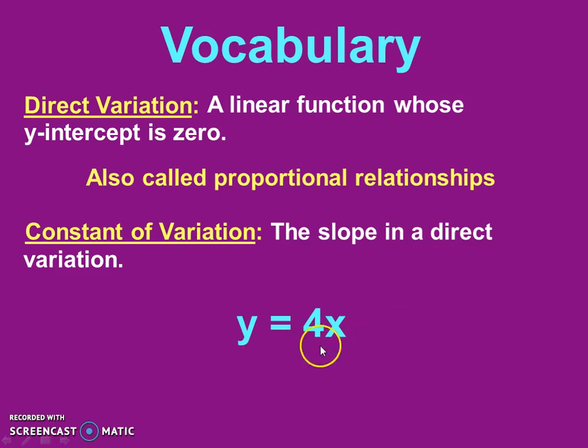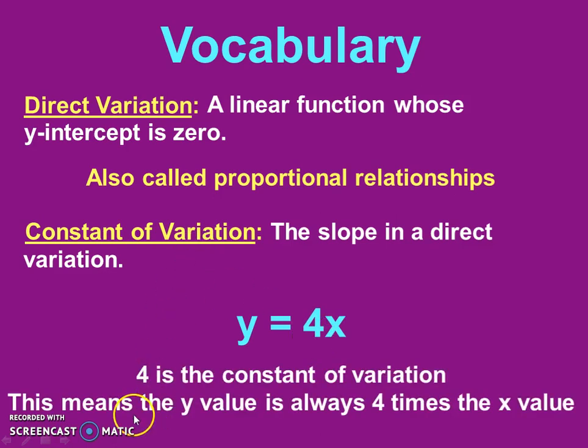Okay, so yes, this is direct variation. Our y-intercept is 0. This is a linear function. And so my slope in this equation is 4, and that's what we would call the constant of variation. What that tells us is that the y value is always 4 times whatever the x value is. So y is varying directly with x. It's always 4 times the amount.